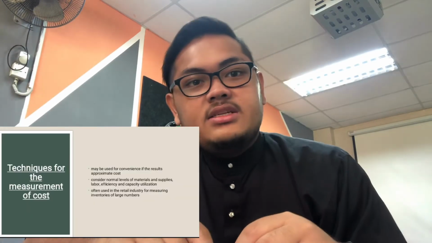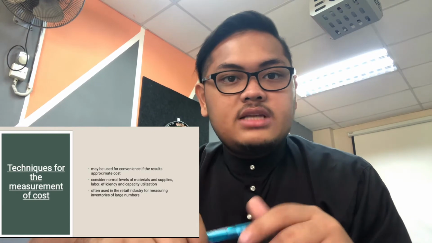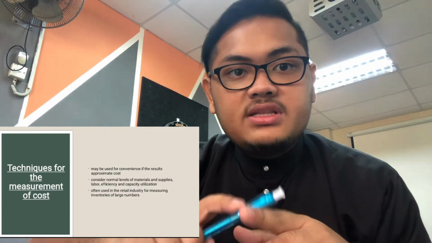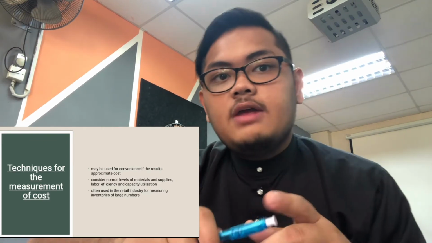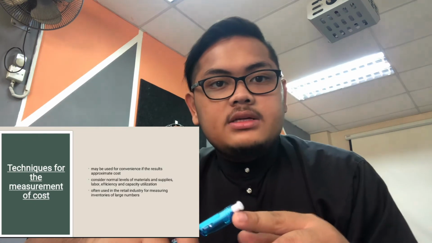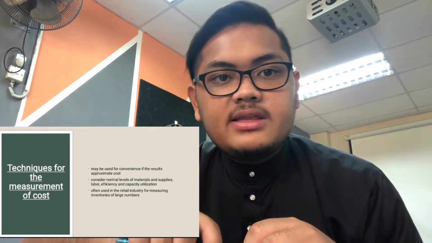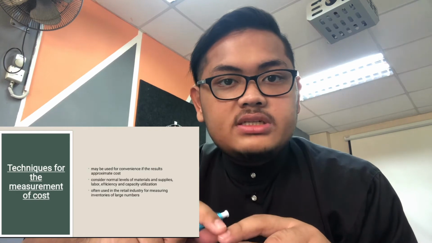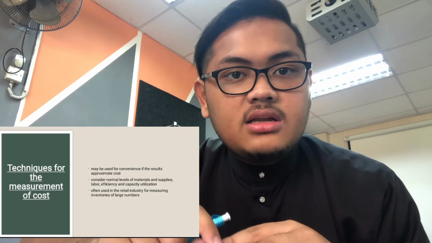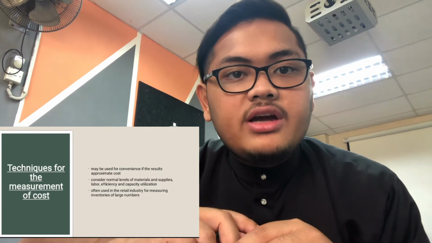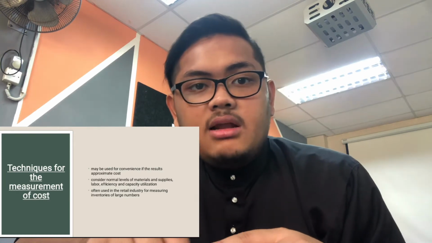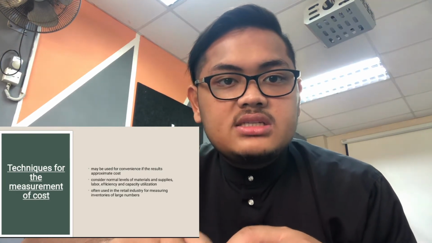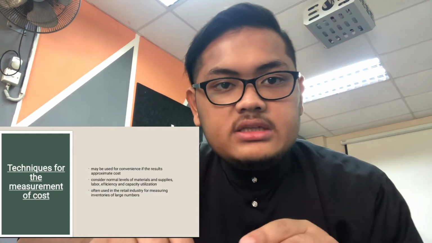The next method is technique for the measurement of cost, such as the standard cost method or the retail method. Techniques for the measurement of cost may be used for convenience if the results approximate cost. Standard costs consider normal levels of materials and supplies, labor efficiency and capacity utilization. They are regularly reviewed and, if necessary, revised in the light of current conditions. The retail method is often used in the retail industry for measuring inventories of large numbers. The next method is cost formula.